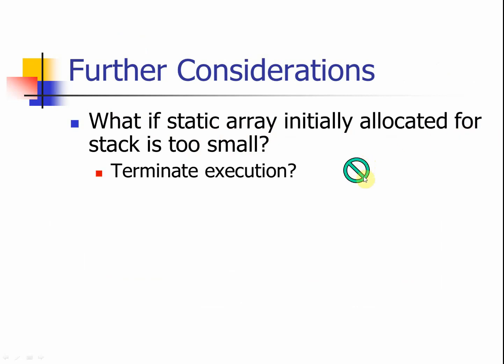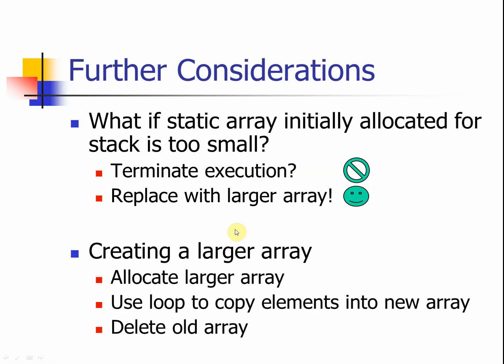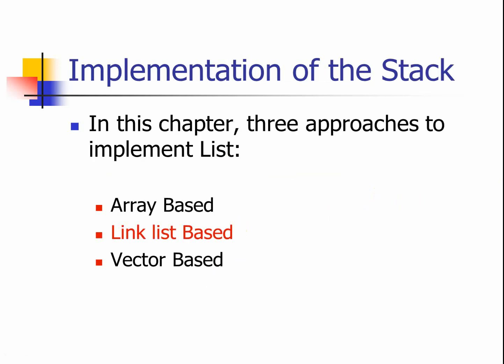One way, of course, is that we would be able to terminate the execution. The other one is basically to replace it with a larger array, by creating a new array, of course. By doing that, we need to shift whatever elements that we have into the new array, and that would take some time to do. And therefore, the next implementation is what we try to see.